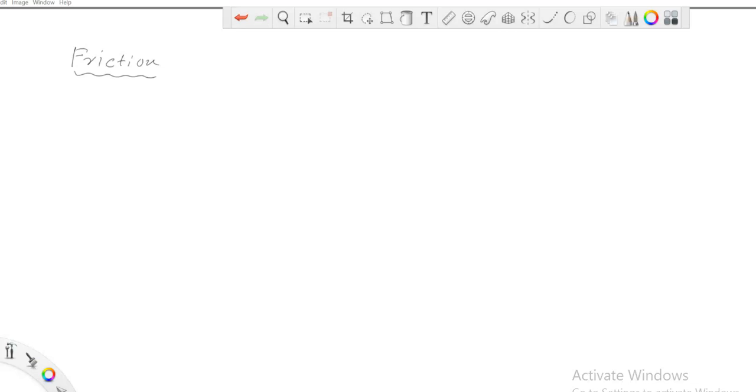It is a resistance that you feel when you try to move something, when an object is sliding against a surface. You have to apply force. You need to do work in order to move something. So this resistive force that is acting against the motion is called a frictional force.